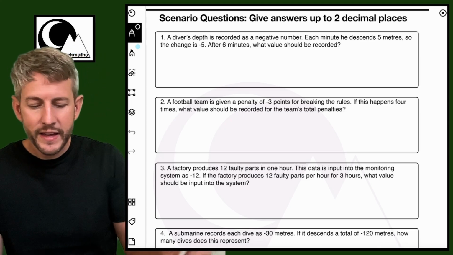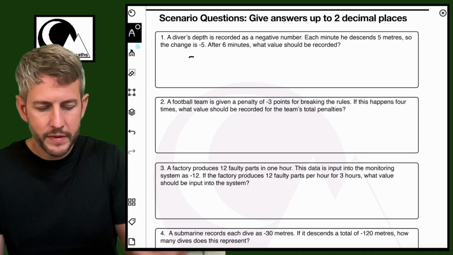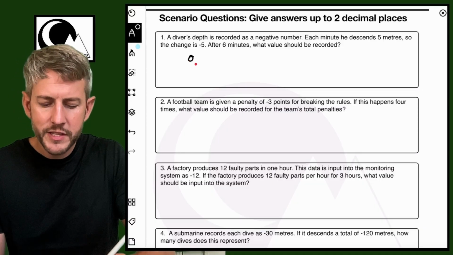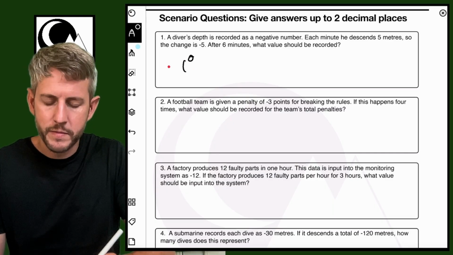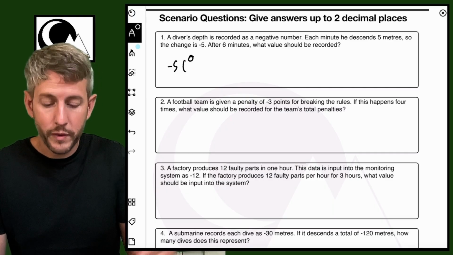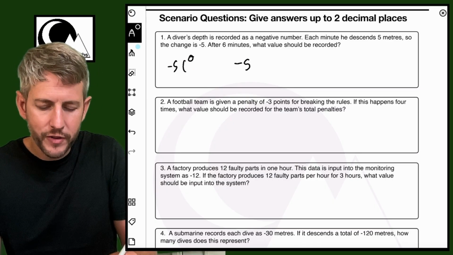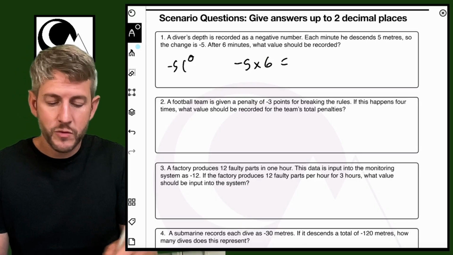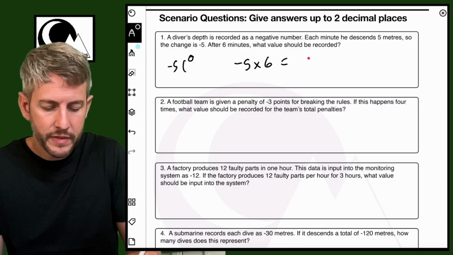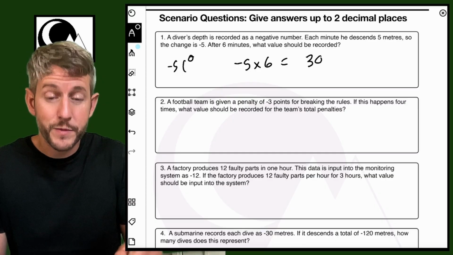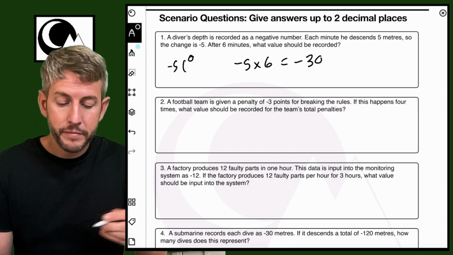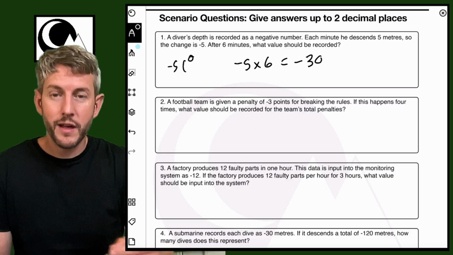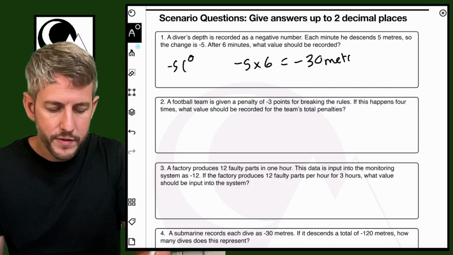Okay, so he's basically starting at 0 and he's going down -5, 6 times. So basically what we're going to do is -5 times 6. Well, 5 times 6 is 30. So -5 times 6 is -30. So after 6 minutes, he's going to be -30 metres below the sea.